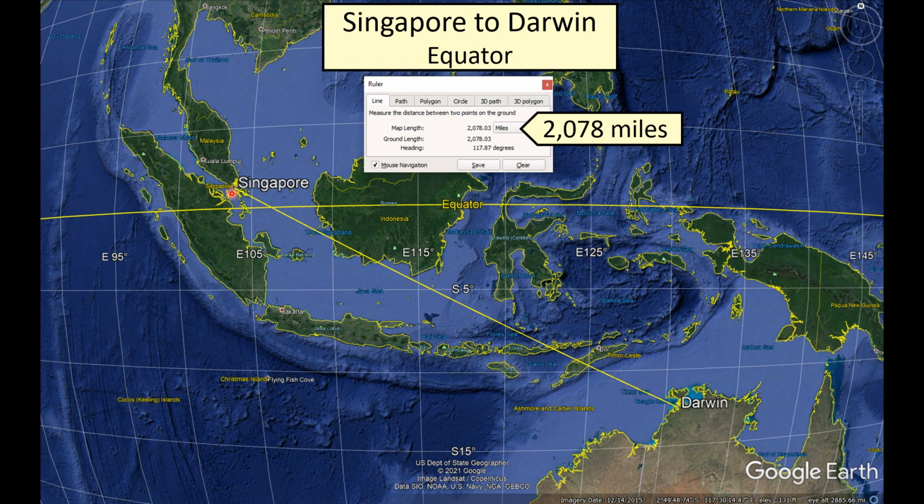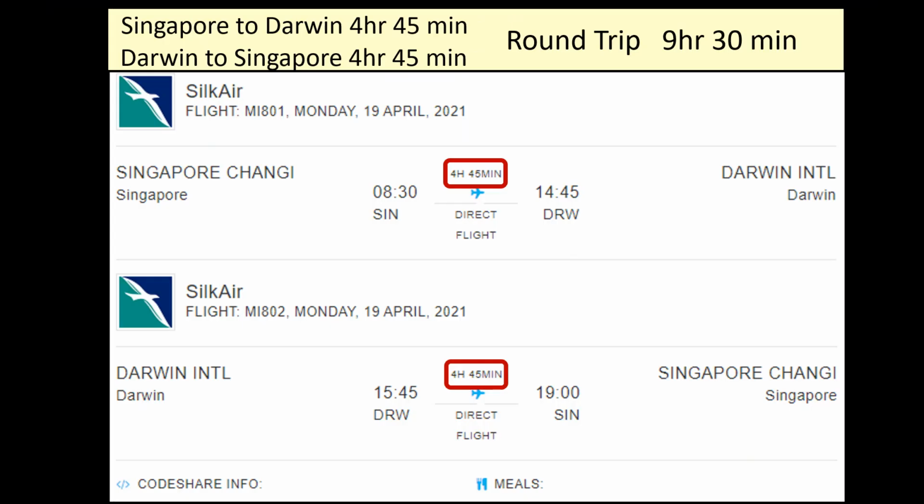But anyways, this will be a flight from Singapore to Darwin in Northern Australia. So Singapore to Darwin, 4 hours 45 minutes, and the exact same time in reverse. That's pretty rare. But anyways, we got a round trip time, 9 hours and 30 minutes.